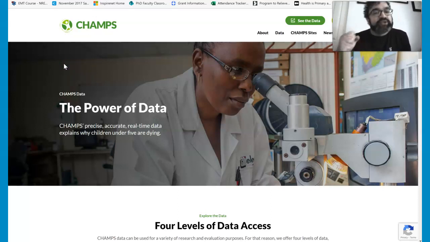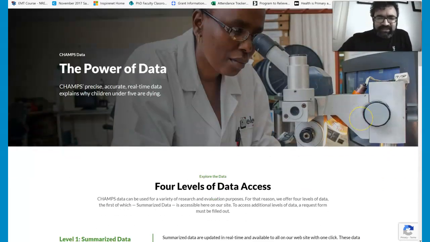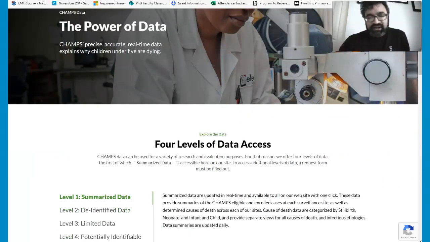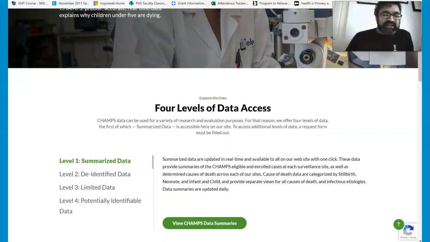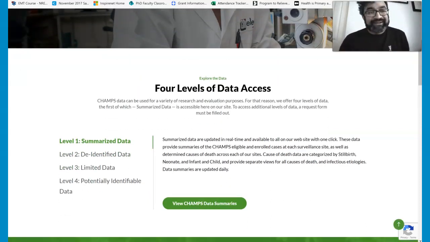And I wanted to quickly go over a data set that I learned about just today from the CDC Global Health Conference, and that is the CHAMPS data set. And it has precise, accurate, real-time data explaining why children under 5 are dying. And so there's several sites where you can go and access de-identified data.